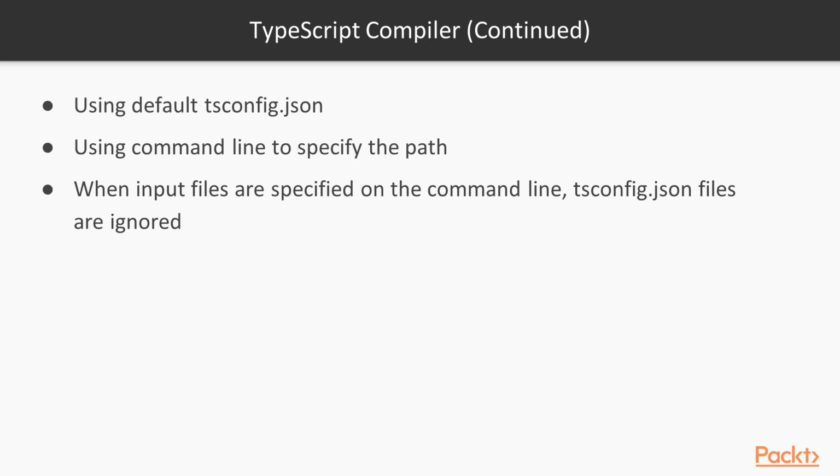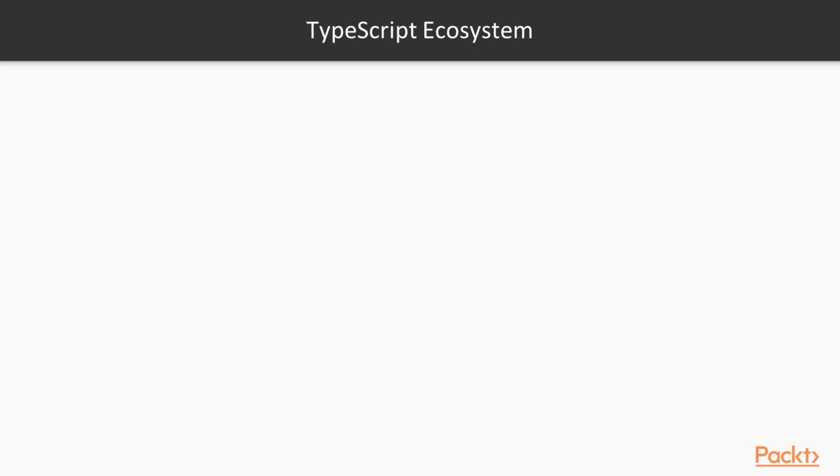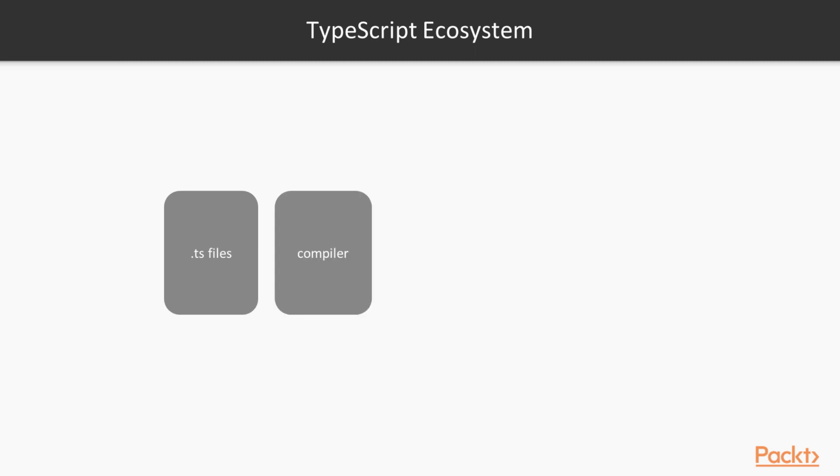Also, it is important to mention that the compiler itself has a lot of different options. We will look at them better in the next videos of this section. So, the TypeScript ecosystem is not very big. It involves only things such as your TypeScript files, the compiler installed on your machine, and a tsconfig.json file.